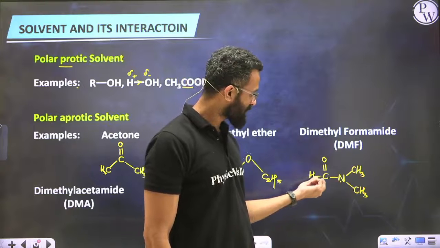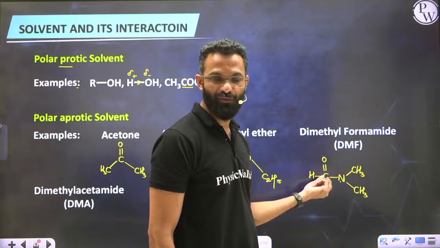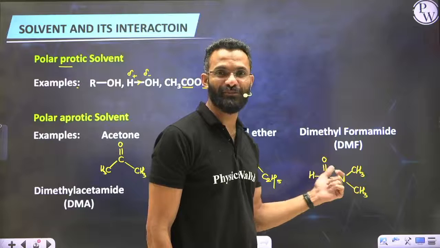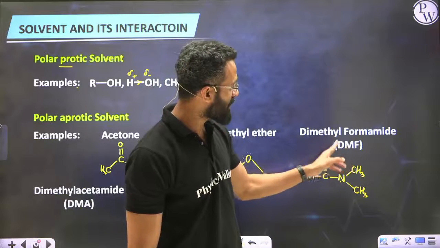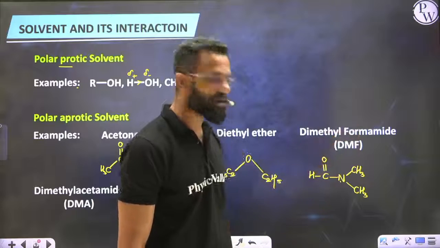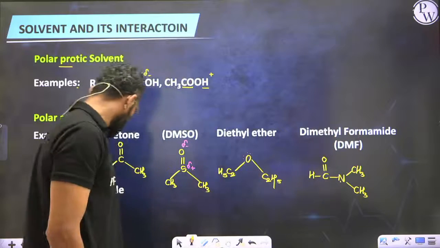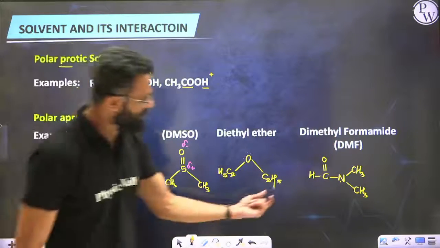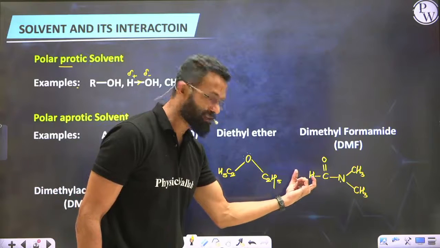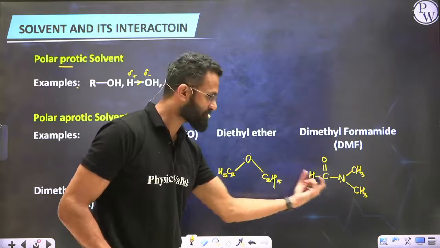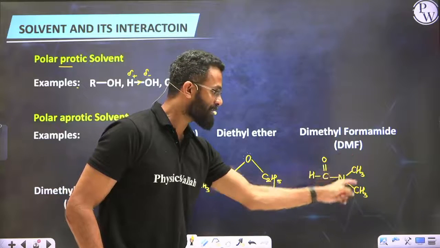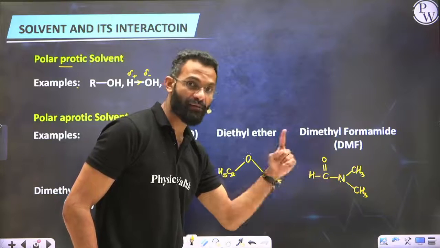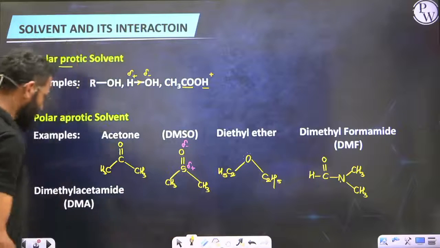Remember, hydrogen connected to a doubly bonded carbon will not be able to donate as H+. So this is not protic at all. So DMF, meaning dimethyl formamide, is a polar but aprotic solvent. And just like that, if I replace this H with CH3, the parent acid of this compound will be acetic acid. Hence, you call it dimethyl acetamide. I'll write that structure, replacing H with CH3.